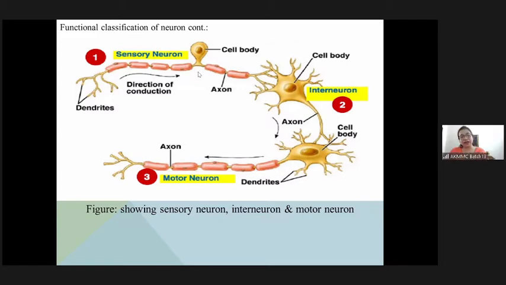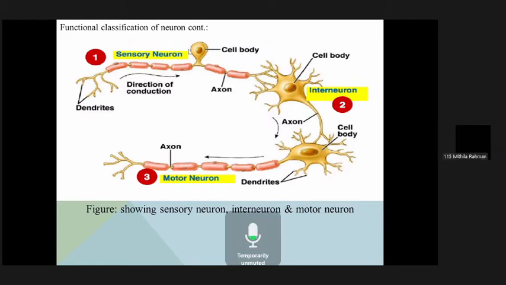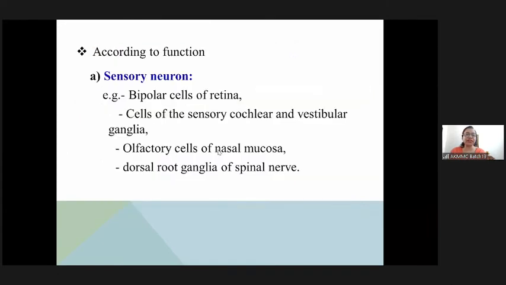Okay. What is the shape of the cell body here? Round. Oval shape. Okay, oval shape. This is a sensory neuron. Now come to motor neuron. What did I say a motor neuron looks like?